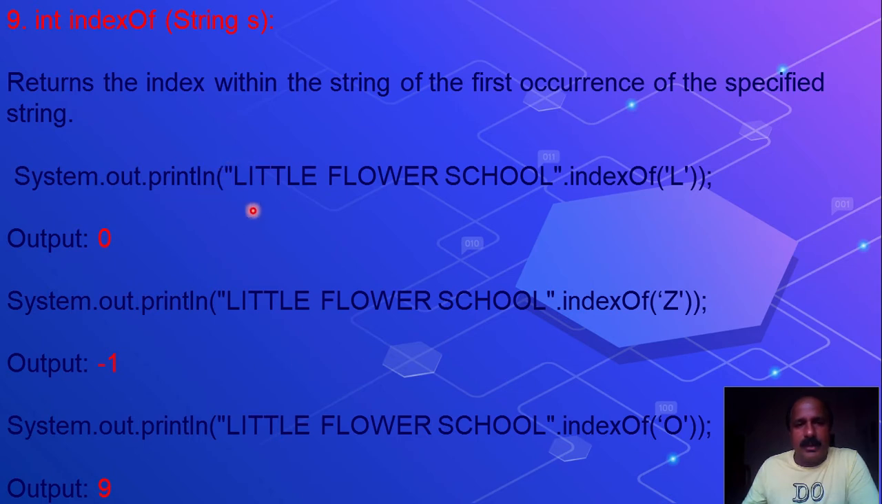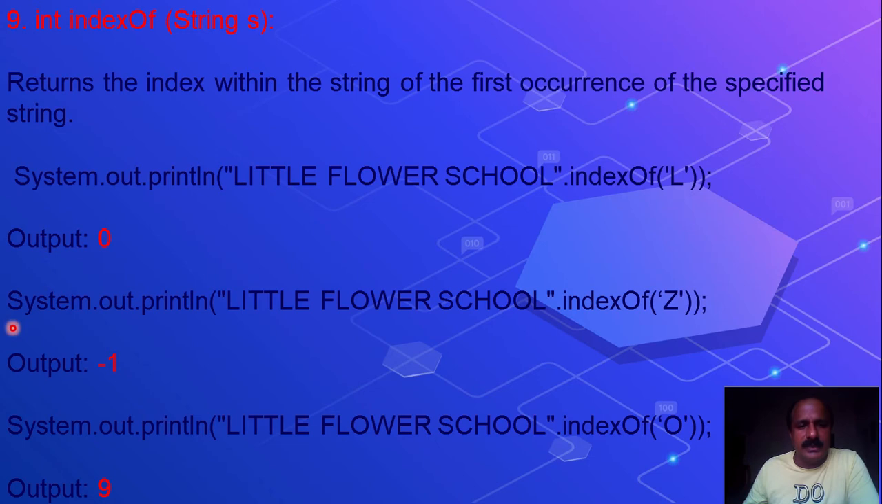I have given Little Flower School and I am searching the index of L. So indexOf L means its first occurrence where L occurs. That index position will be returned to you. You know that the index position always starts from 0. So see, L is present at the 0th position itself. That's why 0 will be returned. L is here and here also, but in this case the first occurrence will be returned.